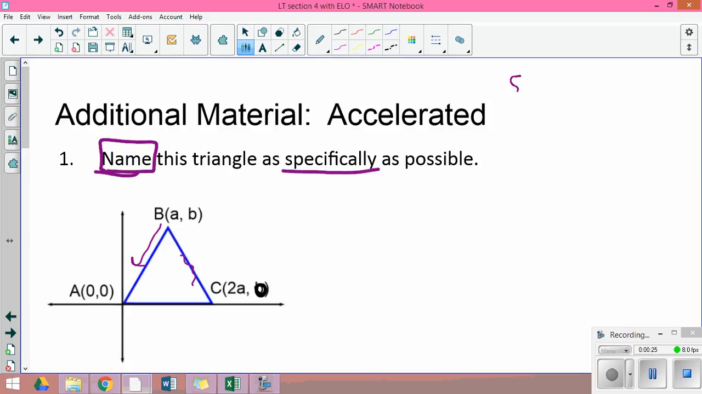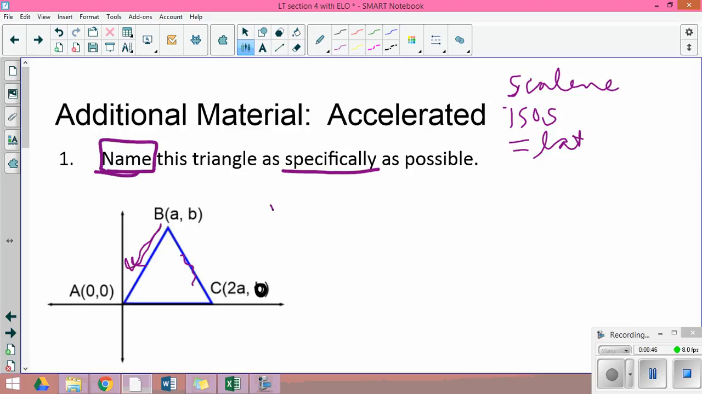triangles. And so we are going to be looking at potentially a scalene triangle, no equal sides, an isosceles triangle, 2 equal sides, or an equilateral, all 3 sides are equal. And the only way to determine side length is to look at the distance formula. So let's start here with A to B.